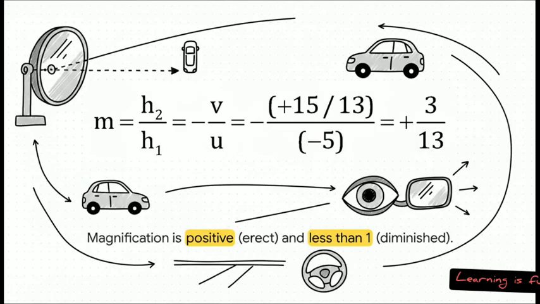And for the final piece of the puzzle, let's check the magnification. We calculate M using negative V over U, and it comes out to positive 0.23. Let's decode that. The positive sign means the image is erect, it's upright, which is kind of important when you're driving. And because 0.23 is way less than 1, the image is diminished, or a lot smaller. And that is exactly why we use convex mirrors in cars. They shrink the image so you can see a much wider view of the road behind you. The math perfectly explains the design.